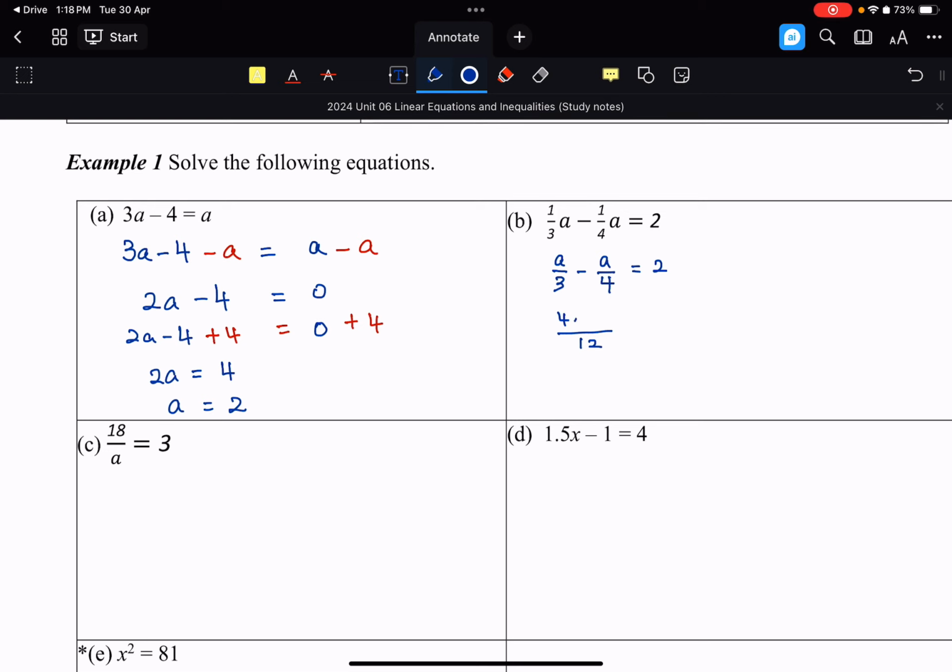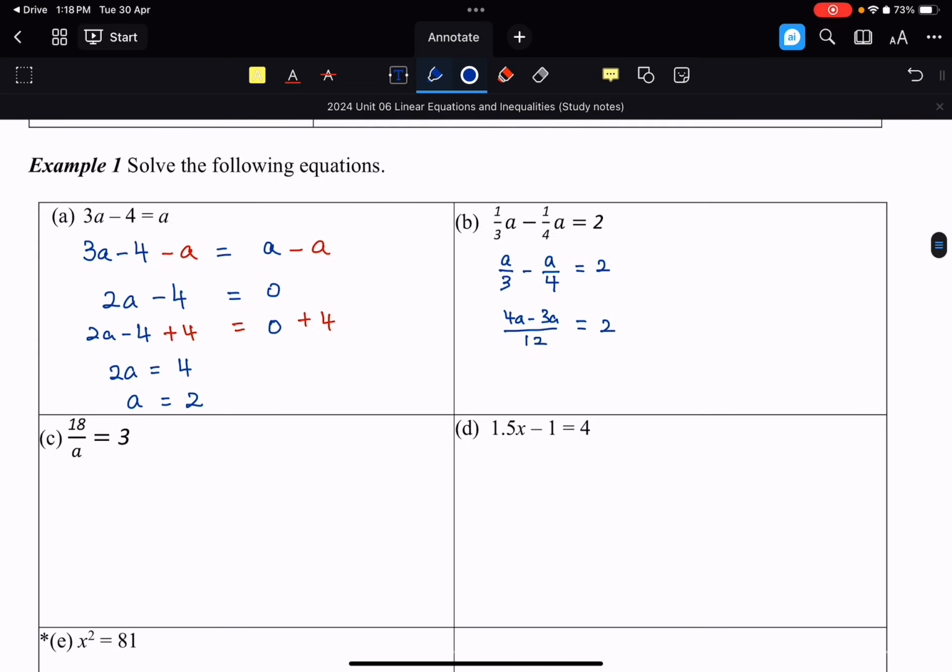That will be 4a minus 3a over 12 equals 2. So that will give us a over 12 equals 2. Now, to get a on its own on the left hand side, I'm going to multiply both sides by 12. So the left hand side times 12 gives me a, and the right hand side times 12 gives me 24.